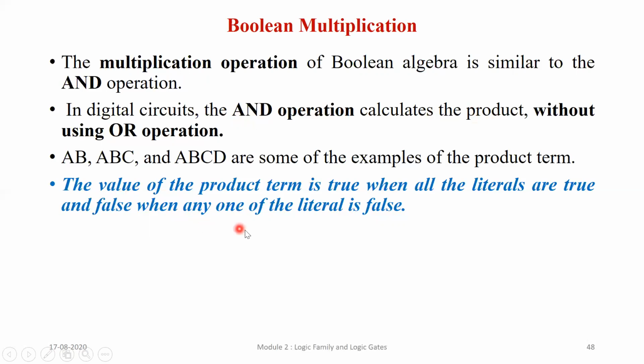And what is the condition? The value of the product term is true. ANDing operation will give me 1 when all the literals are true. So if I have A, B, C, then A into B into C, with 1 into 1 into 1, only then my output will be 1. If any of the literals has a 0 value, or you can say false value, I will get an output as false. So for ANDing operation, all the literals have to be true, or you can say 1, to get the output as 1. So this is simple multiplication.